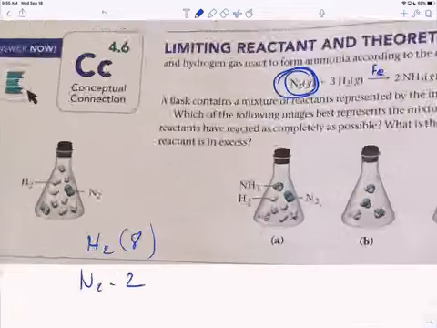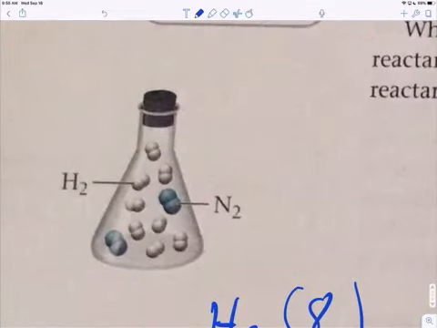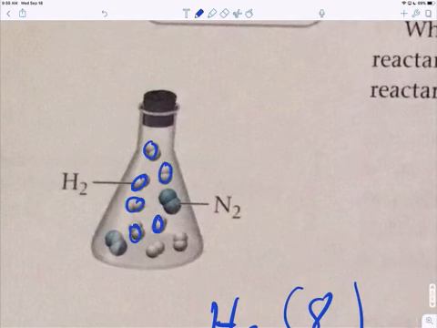8. So 1 hydrogen, 2, 3, 4, 5, 6, 7, 8. Sorry, I was looking at the equation. Sorry, I had to break out the old Sesame Street.